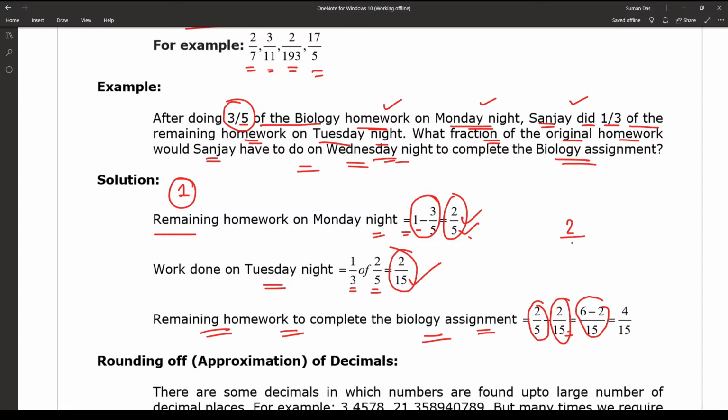Now once again we elaborate the calculation. Here we multiply the denominator 5 by 3 to get 15, and the numerator is multiplied by the same 3. So it becomes 6 by 15 minus 2 by 15, or the result is 6 minus 2 by 15, or 4 by 15.